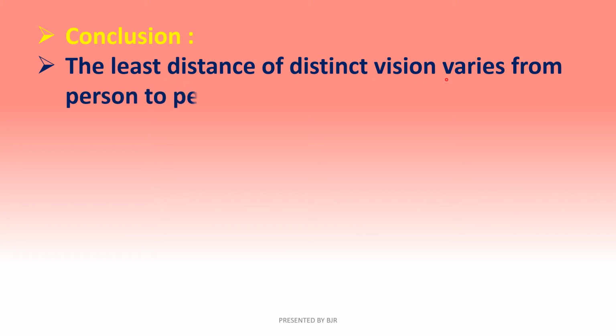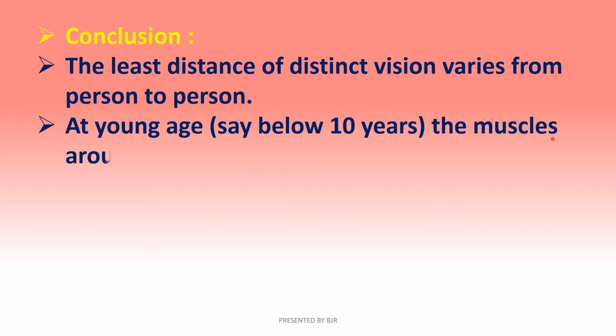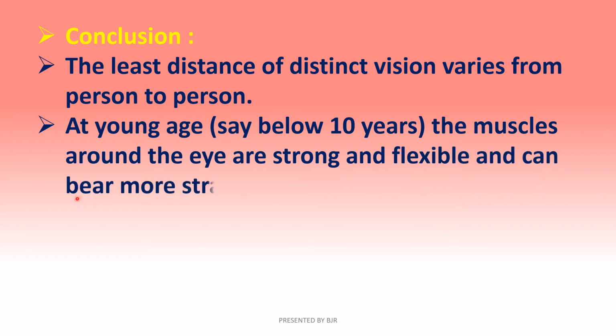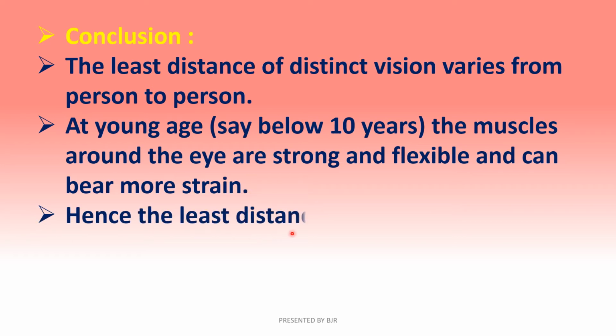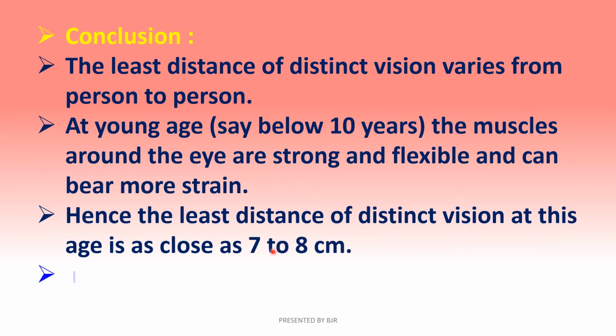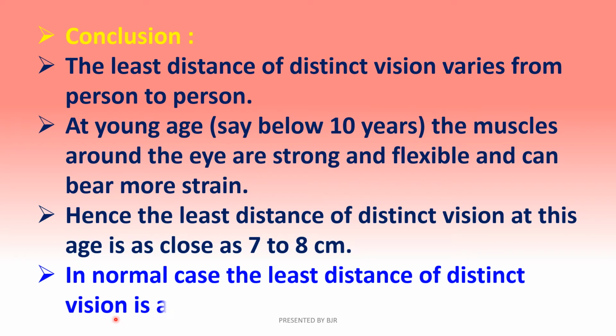The least distance of distinct vision varies from person to person. At young age, say below 10 years, the muscles around the eye are strong and flexible and can bear more strain. Hence, the least distance of distinct vision at this age is as close as 7 to 8 centimeters. In a normal case, the least distance of distinct vision is about 25 centimeters. That means if an object is kept in front of our eyes at a distance of 25 centimeters, we can see the object clearly without straining our eyes. So this is called the least distance of distinct vision.